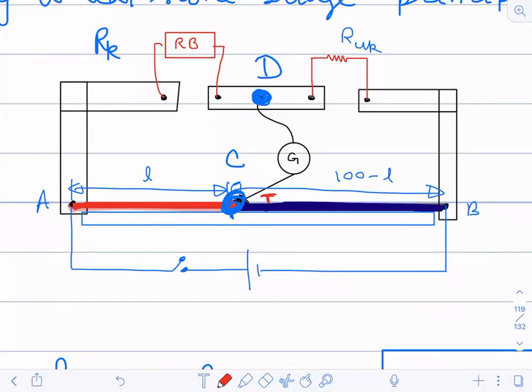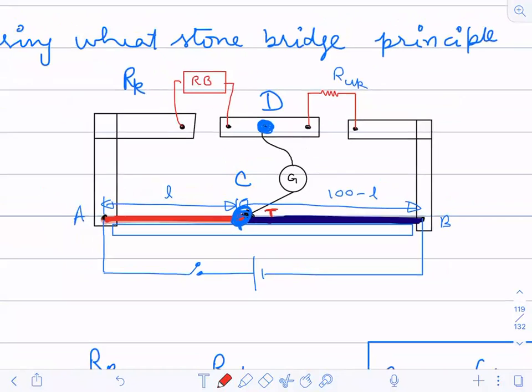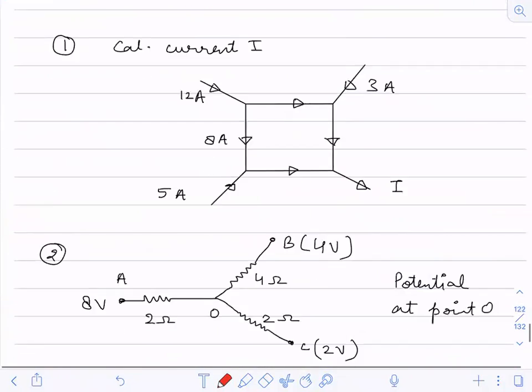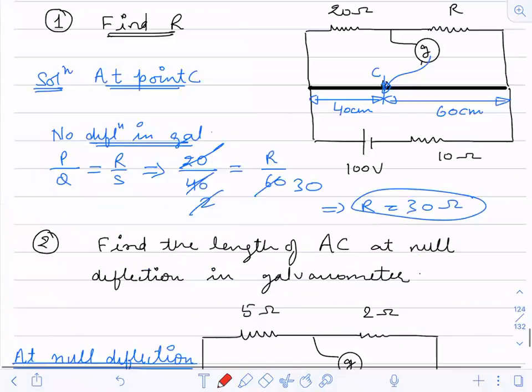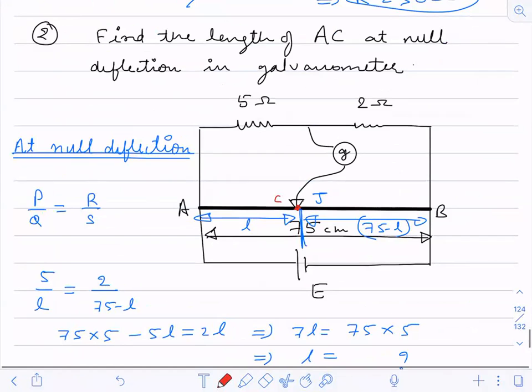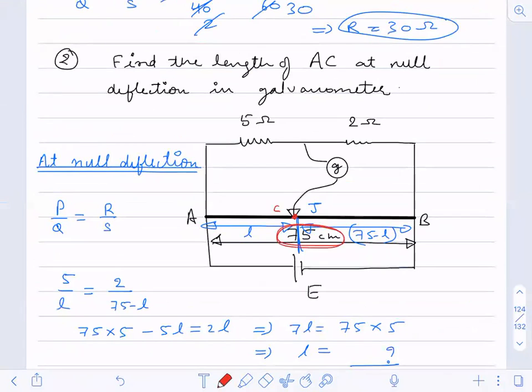What is 100 over here? I have already told you that if nothing is given in the question, by default you will assume that the length of the wire is 100 centimeter. Sometimes you will be given the length of the wire. See here, the length of wire was given as 75. So wherever it is required, you will take the length as given, but where it is not given, you can take the length of the wire as 1 meter or 100 centimeter.